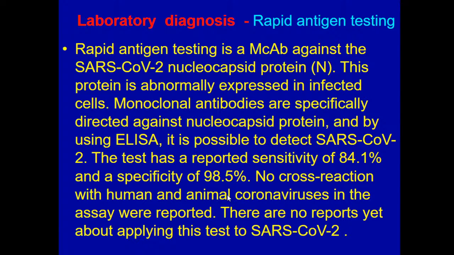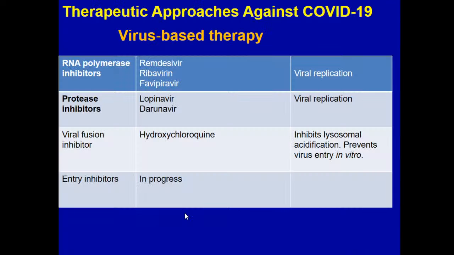No cross reaction with human and animal coronavirus in this assay was reported. But because human monoclonal antibodies are used, there are no reports yet about applying this test to SARS coronavirus 2 diagnosis, I mean large-scale diagnosis. This is the antigen testing that is in process, so it is not available yet.